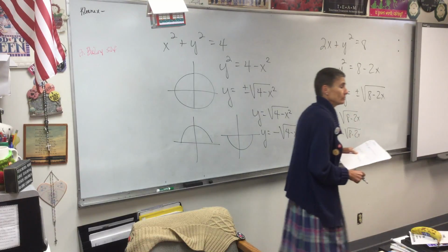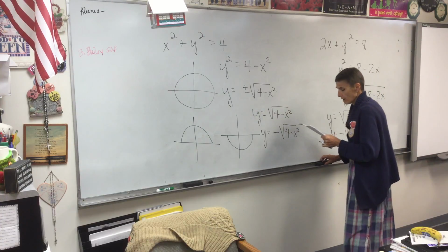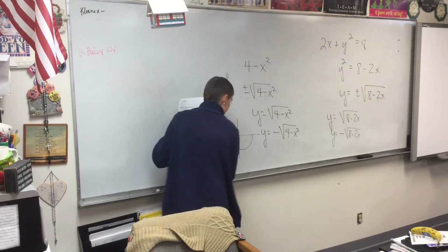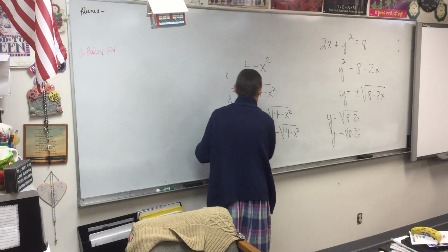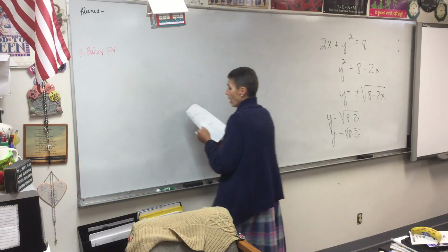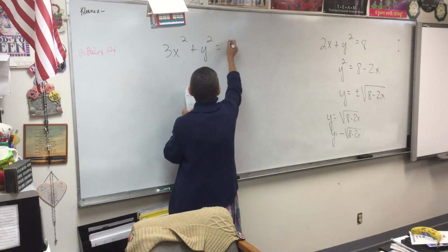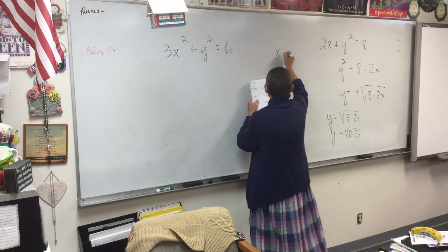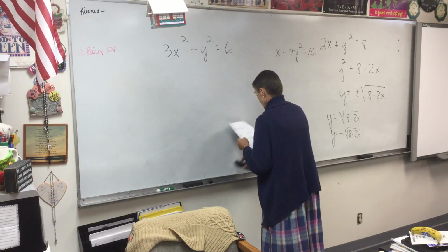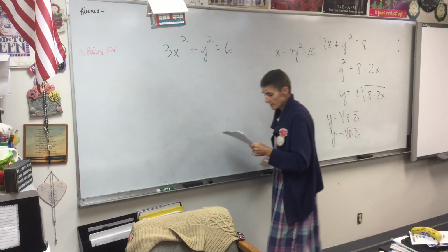Try C on your own. Find the implicit functions for problem C. Remember, what that means is get y by itself. Get y by itself. And if you get C done, try D.